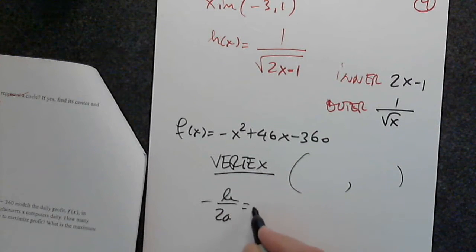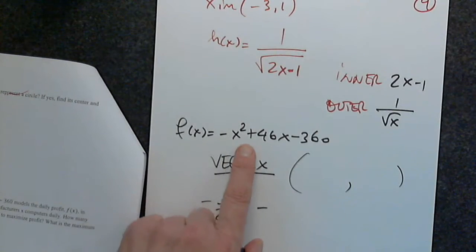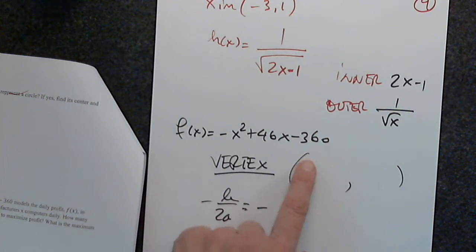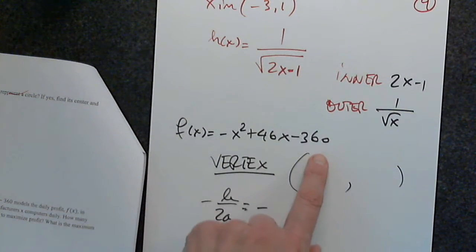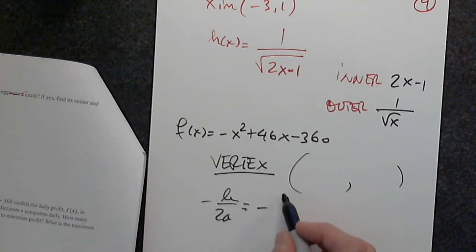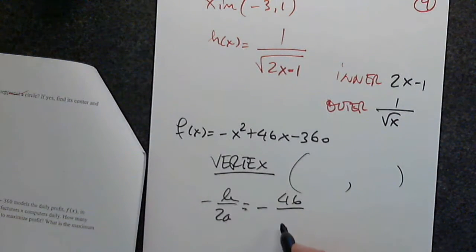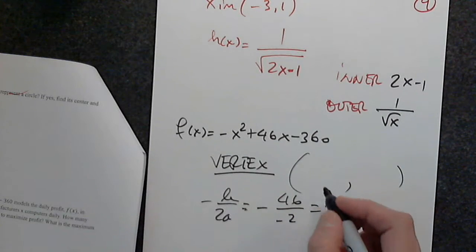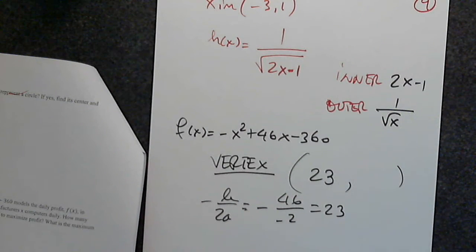Awesome. Negative. But be careful in case the function is not given in descending order. You have to rearrange it first to identify correctly. B is 46, and 2 times A is -2. So this is 23. So if they manufacture 23 computers, not 21, not 22, not 24, exactly 23, because the vertex is only 1 point, the peak, the maximum.